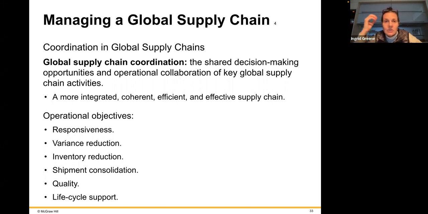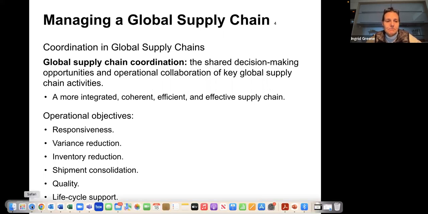Quality, looking at zero defects, as we spoke about in this chapter, the importance of making sure that all the products that go out are of top quality, because there's a lot of cost that goes in with returning those products. And that's what leads into the last bullet point here: life cycle support, customer service. How do you allow returns? Is there recycling? How do you handle product recalls, etc.? All this is part of managing a global supply chain.